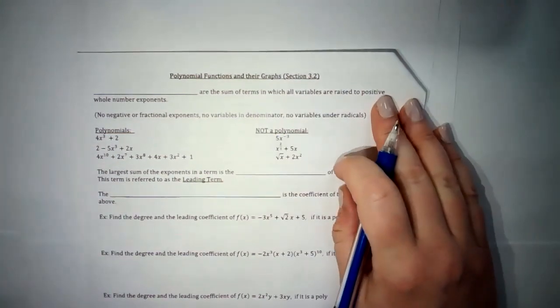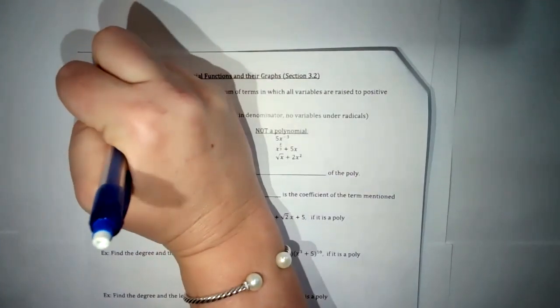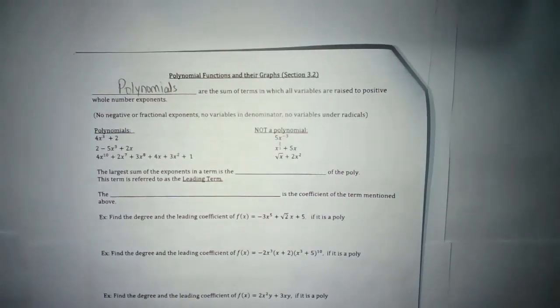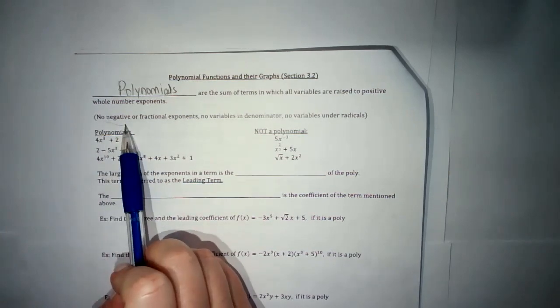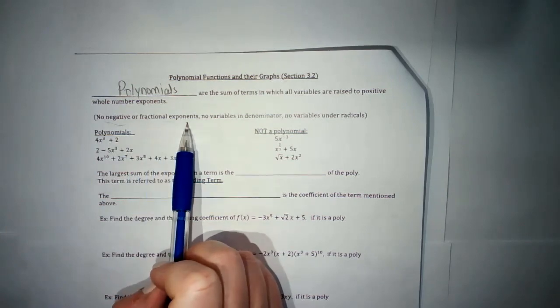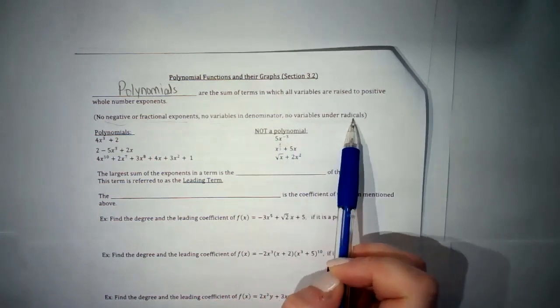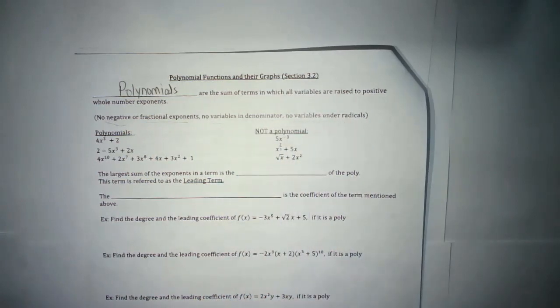We'll see. Okay. All right, so first thing we're going to do is just define polynomials. So polynomials are just the sum of terms where all the variables are raised to positive whole number exponents. Okay, that's why we like polynomials. It doesn't have funky stuff. We don't want any negative exponents. We don't want any fractional exponents. We don't want variables in the denominator. We don't want variables under a radical. We just want nice normal numbers. Okay, that's all we want.